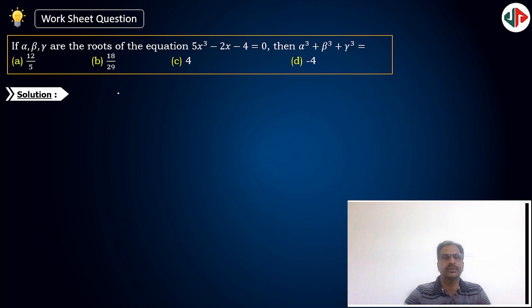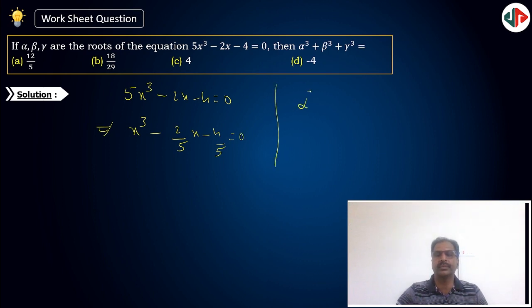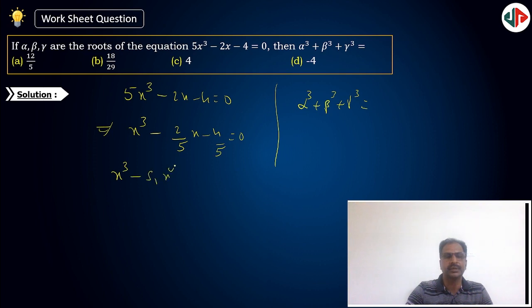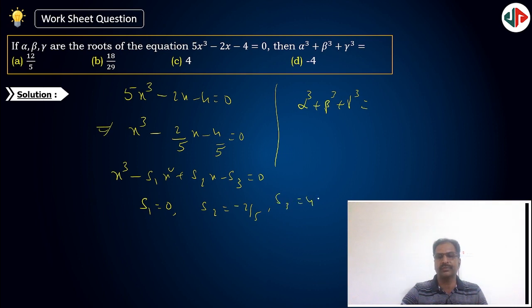Now, alpha, beta, gamma are the roots of the cubic equation 5x cubed minus 2x minus 4 is equal to 0. Divide this by 5. And the question is finding alpha cube plus beta cube plus gamma cube. Compare this with the standard equation x cube minus s1x square plus s2x minus s3 is equal to 0. From that you will get s1 as 0, s2 as minus 2 by 5, s3 as 4 by 5.